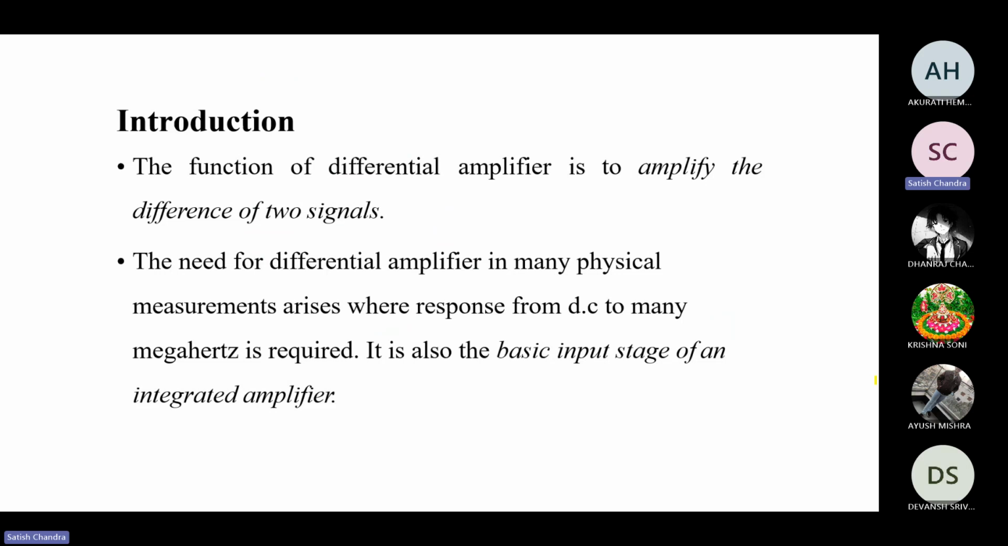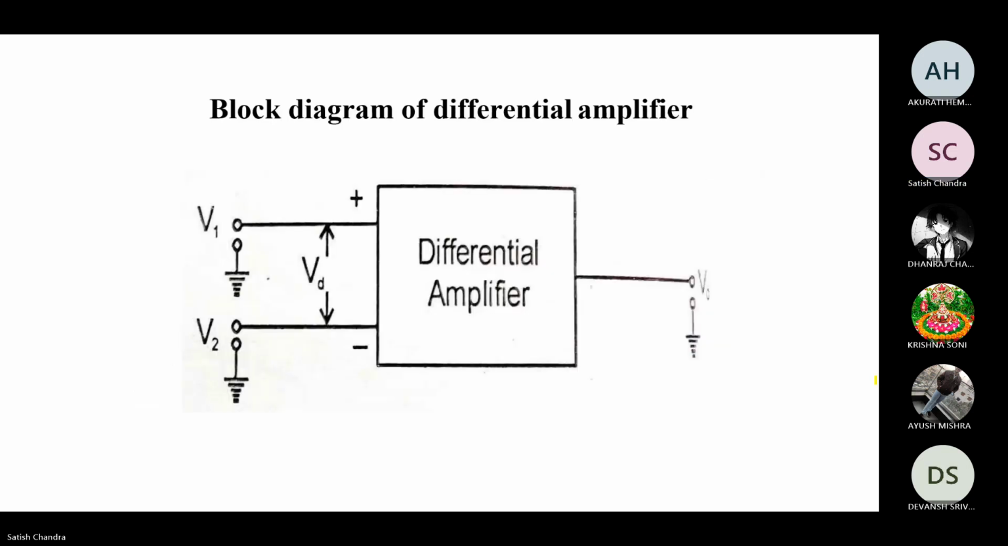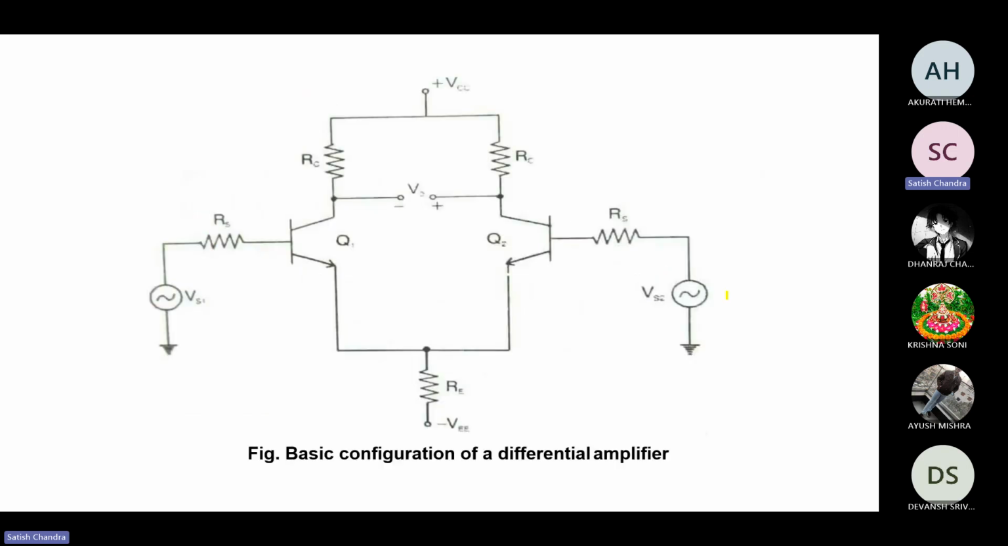So basically, what is that? The function of the differential amplifier is to amplify the difference of two signals, and the need for the differential amplifier is that many physical measurements arise where a response from DC to many megahertz is required. It is also a basic input stage of the integrated amplifier, the op-amp. The block diagram for this is represented like this, where the two inputs are there and the output will be V0, and this is the internal structure of that.